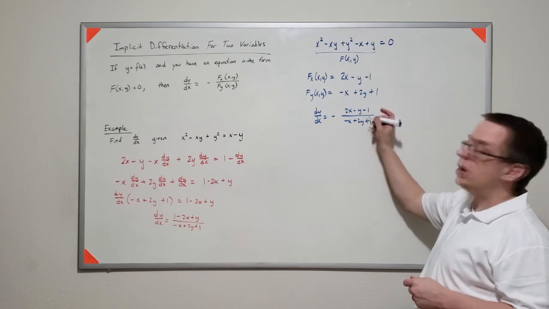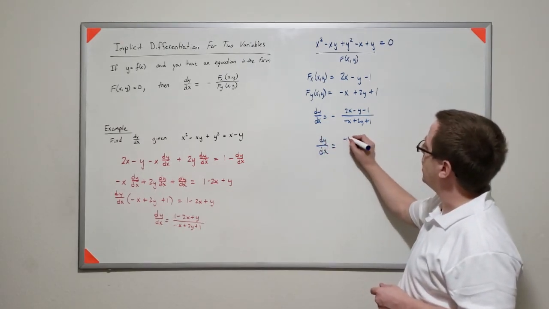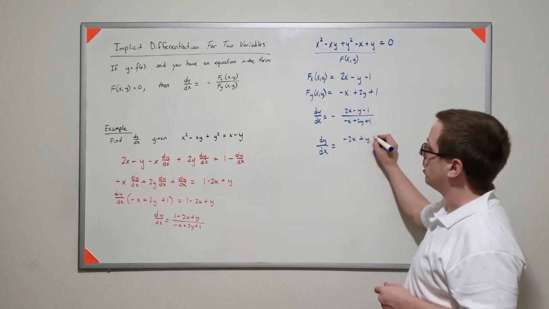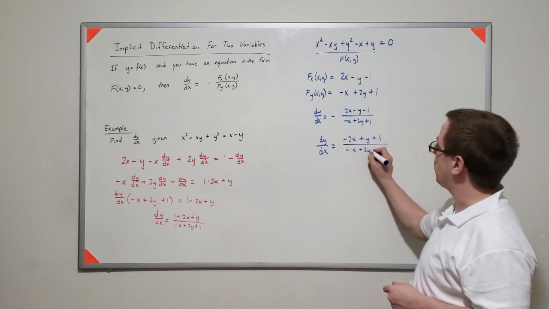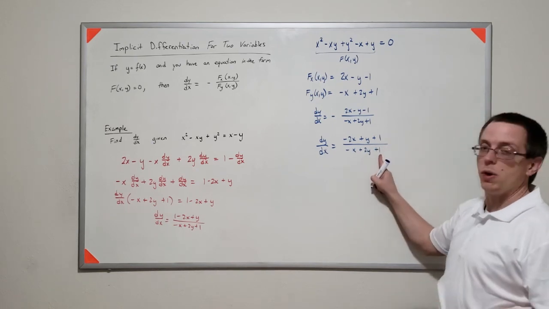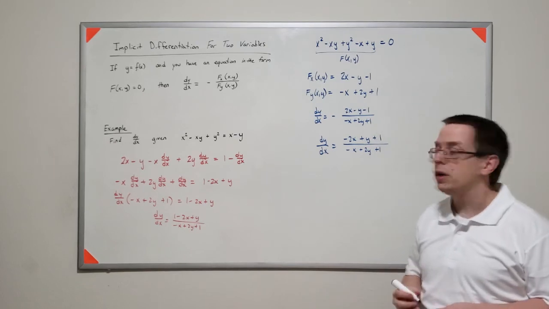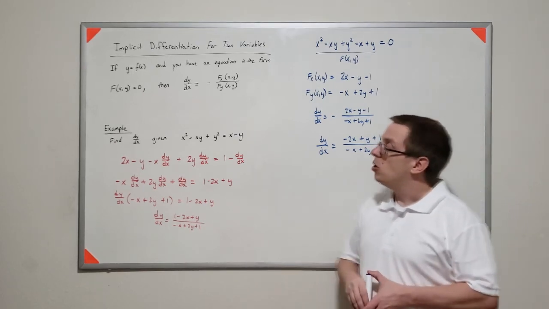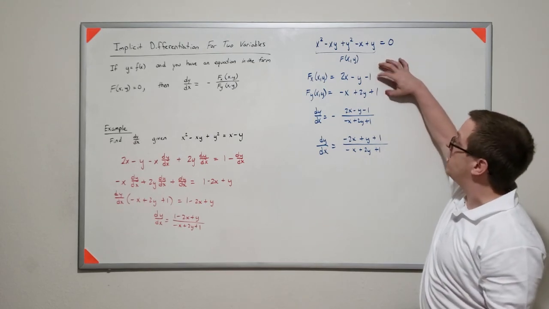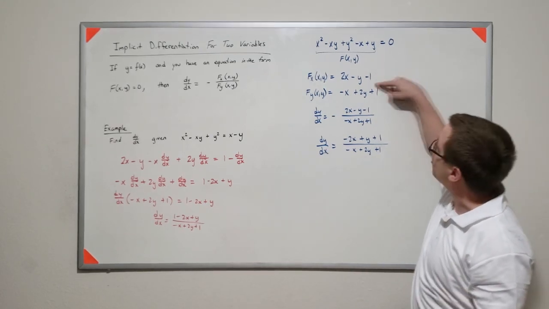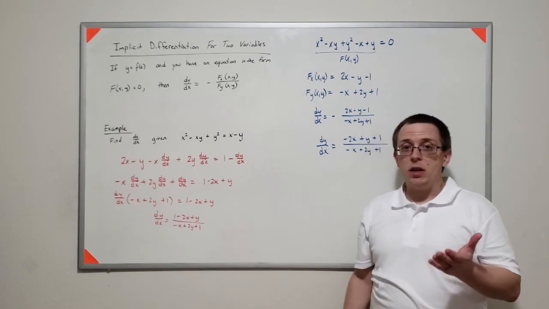If I distribute the negative across the top, I get dy/dx is negative 2x plus y plus 1 over negative x plus 2y plus 1. So I have the same denominator, and I have the same numerator, I just wrote it in different terms. But notice this is a lot cleaner because, by definition, you get your numerator and denominator right here. You just draw a line, add a negative. And that's really how you do it.